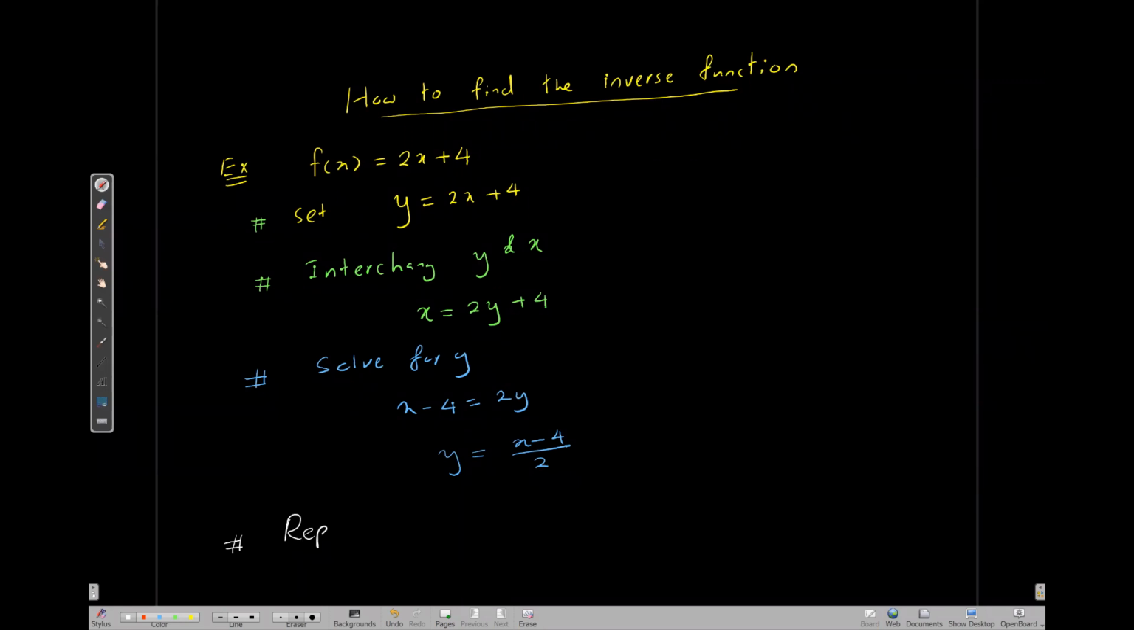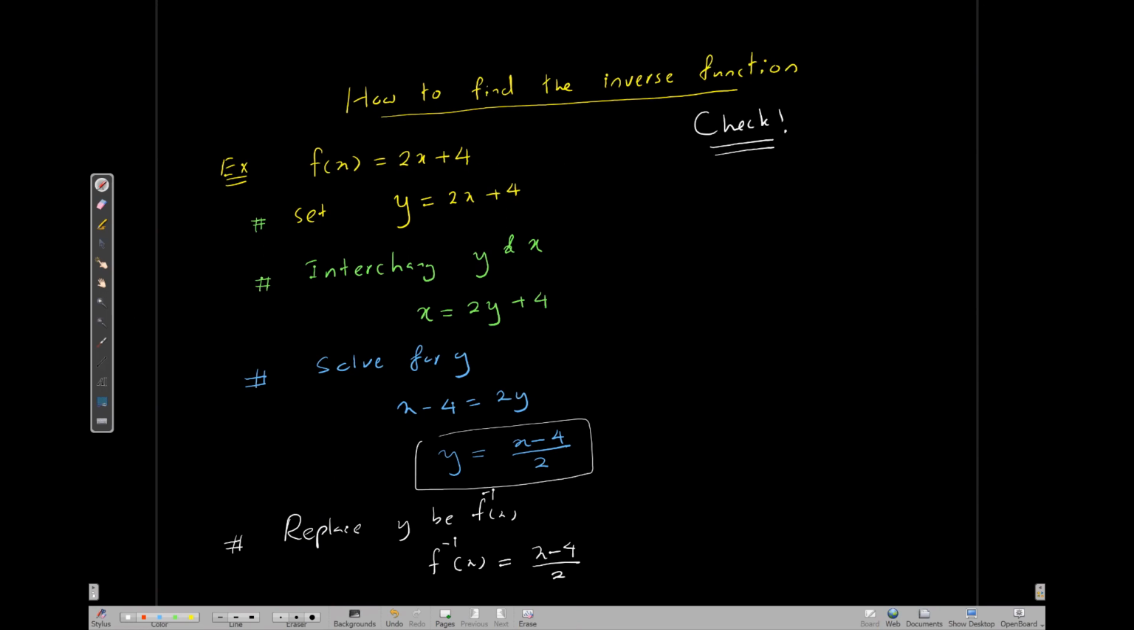replace y by f inverse of x. So actually at this point we are done, but on the final step you just need to call it f inverse of x, and that is f inverse of x. You can check it. How do you check? Well, that's last time's work, but let me do this again.